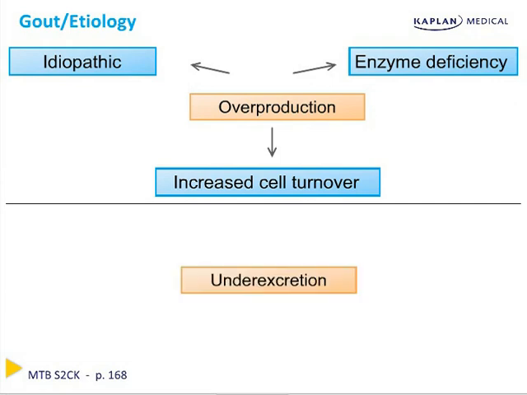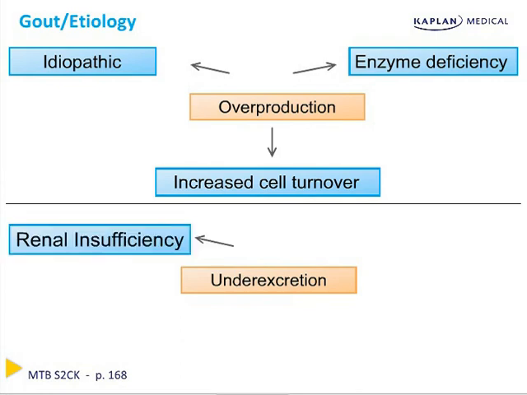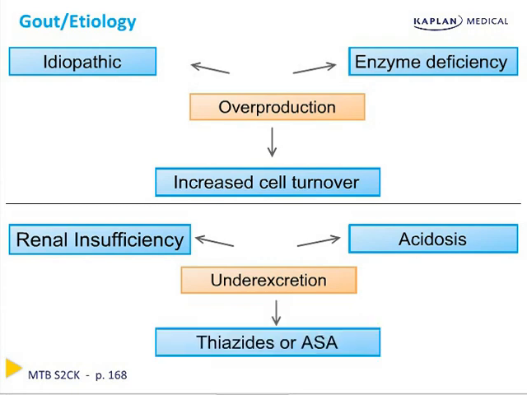In the underexcretion category, the most common causes can be renal insufficiency, ketoacidosis or lactic acidosis, or the use of a thiazide or aspirin. Remember, thiazides cause hyperglycemia, hyperlipidemia, hyperuricemia, and hypercalcemia.